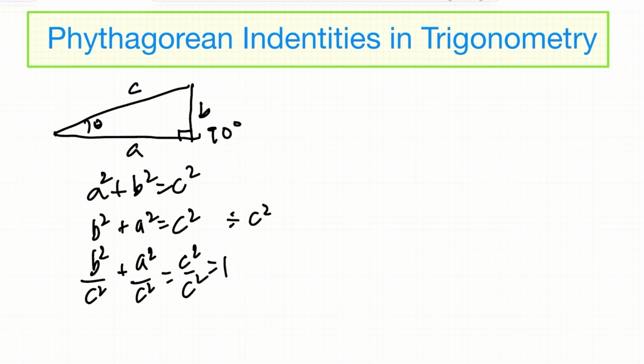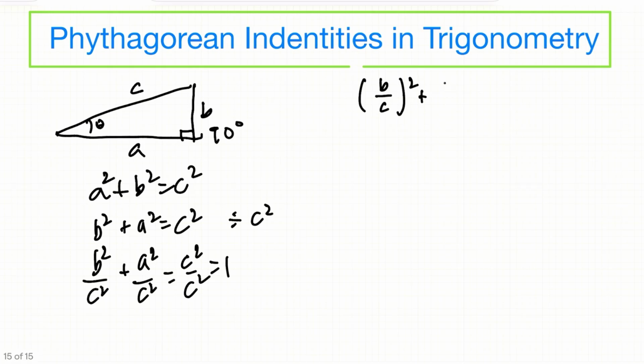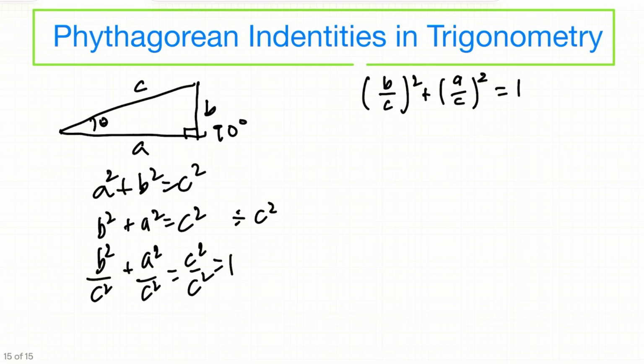Okay, we can rearrange this now. So we're going to get b over c quantity squared plus a over c quantity squared. That's equal to 1. And now we know from previous work, and I've got a link in the back of this video to it, that the sine of theta is b over c, and the cosine of theta is equal to a over c.